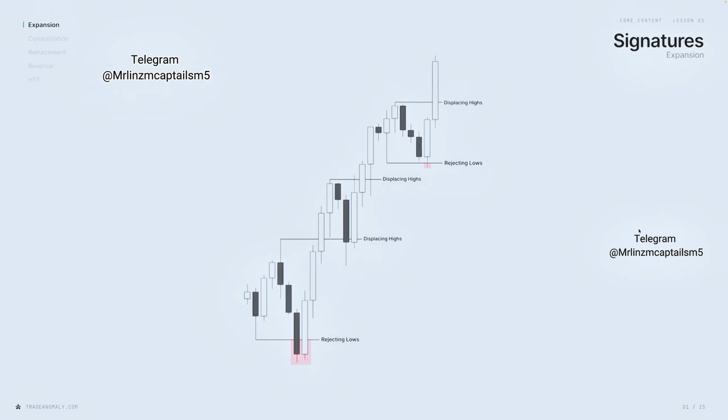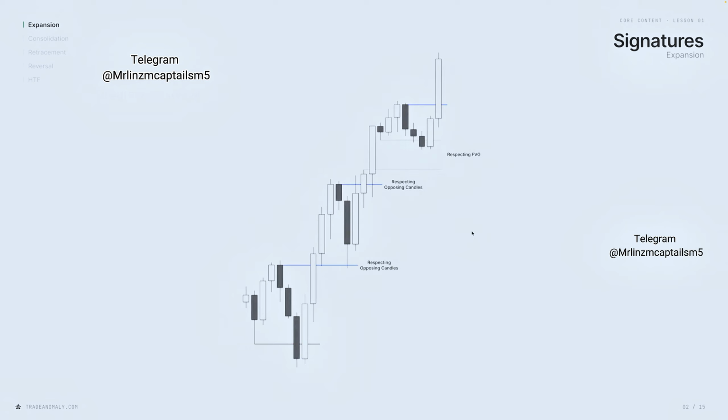Now let's cover phases of price and their signatures. Starting off with expansion, we're going to be highlighting highs and lows. How does price react to highs and lows within an expansion? After price puts in a reversal and gives us that V shape away, that reversal signature, it should be displacing through highs and rejecting lows. Now we're going to be talking about order flow within an expansion. What should we see happen? Respecting opposing candles and fair value gaps.